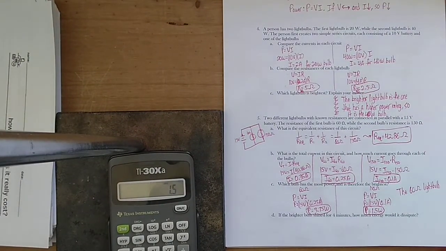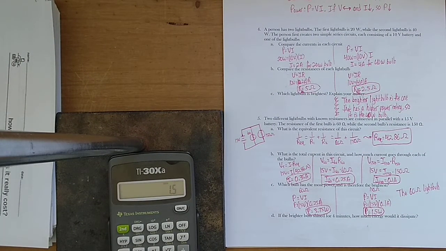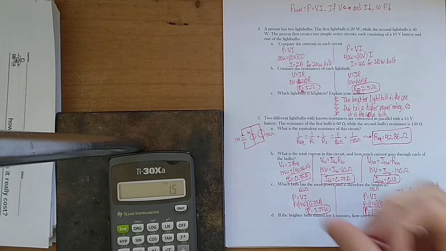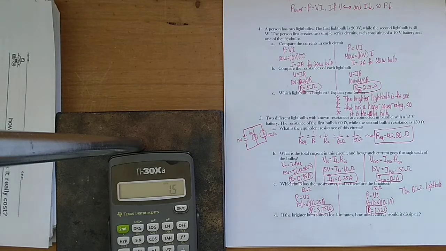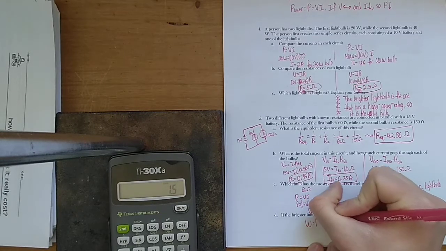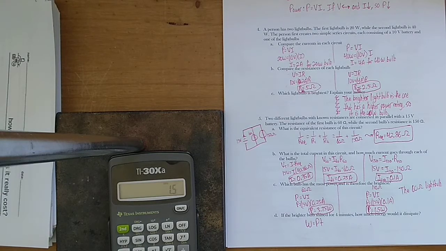Last question, just to follow up. One of the reasons we do this is we want to know how much energy we are spending. If the brighter bulb shined for 4 minutes, how much energy would it dissipate? Remember, power is simply the amount of energy transferred or work done divided by time. So therefore, if we want to find the work done or how much energy is transferred or dissipated, we simply rearrange the equation. The work done or energy transferred equals the power multiplied by the time.